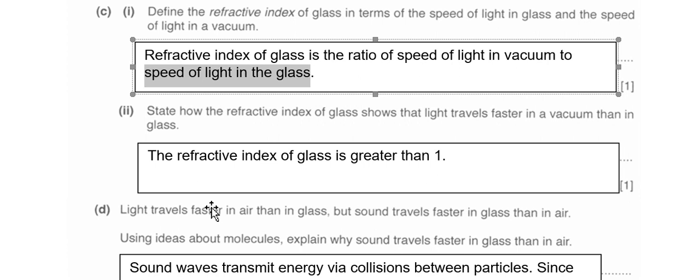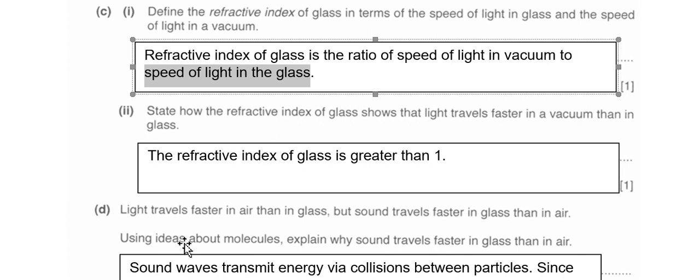Using ideas about molecules, explain why sound travels faster in glass than in air. Using ideas about molecules is very specifically referring to the kinetic model. So you are supposed to use the kinetic model to answer this question. That means you have to think of the glass as solids vibrating and air molecules as randomly moving particles.